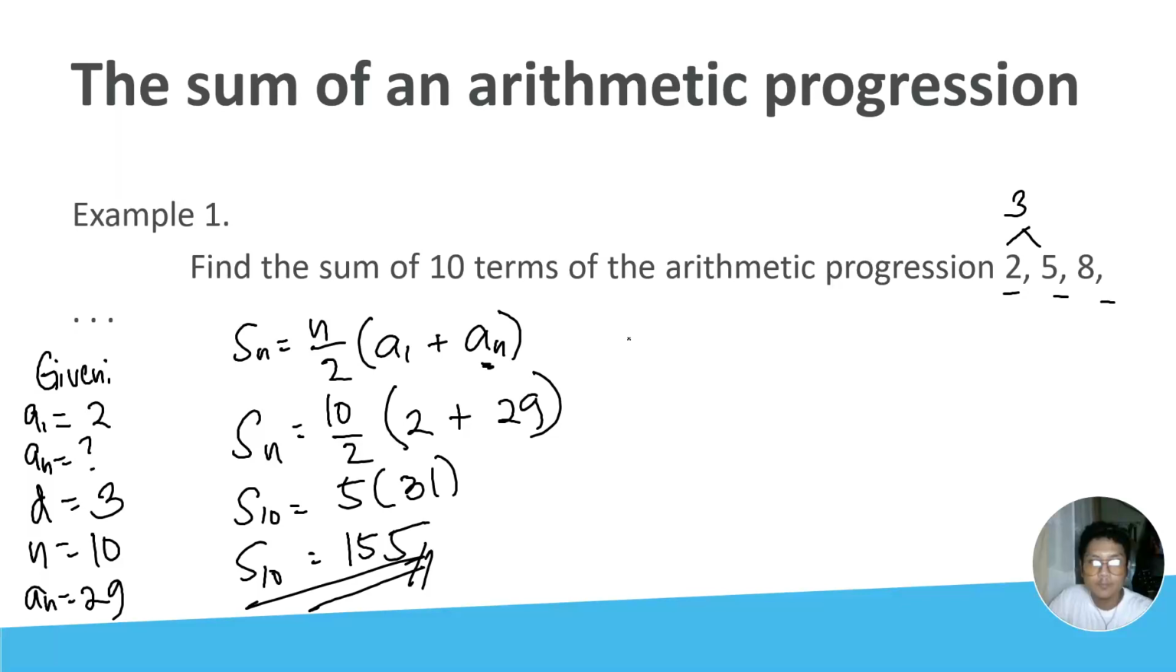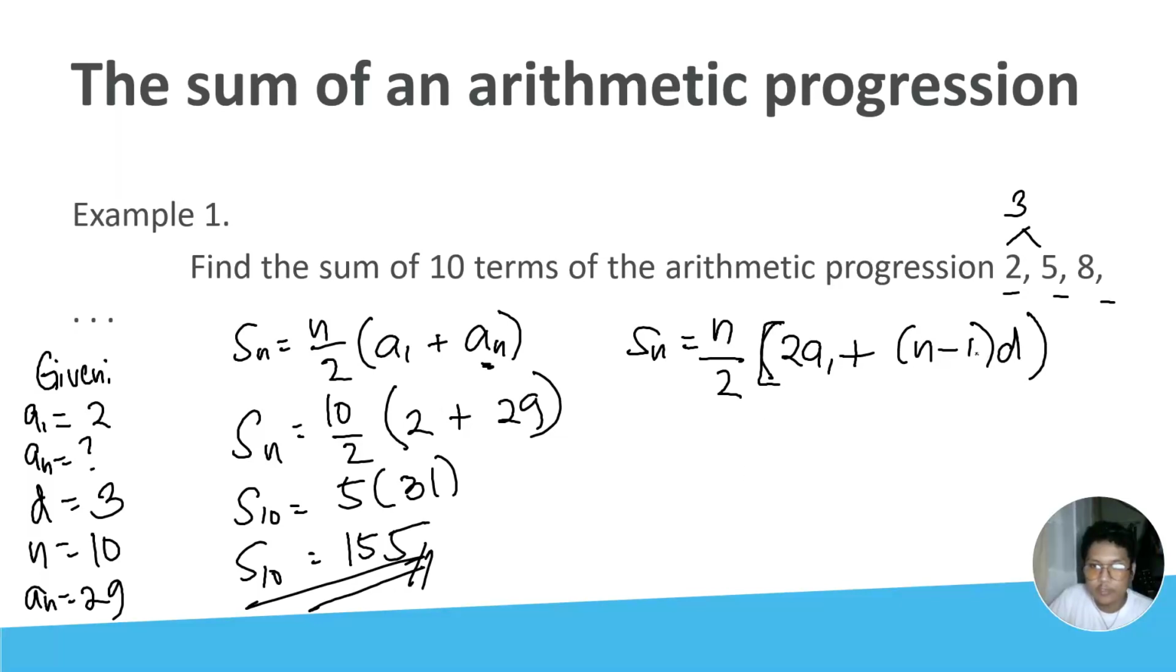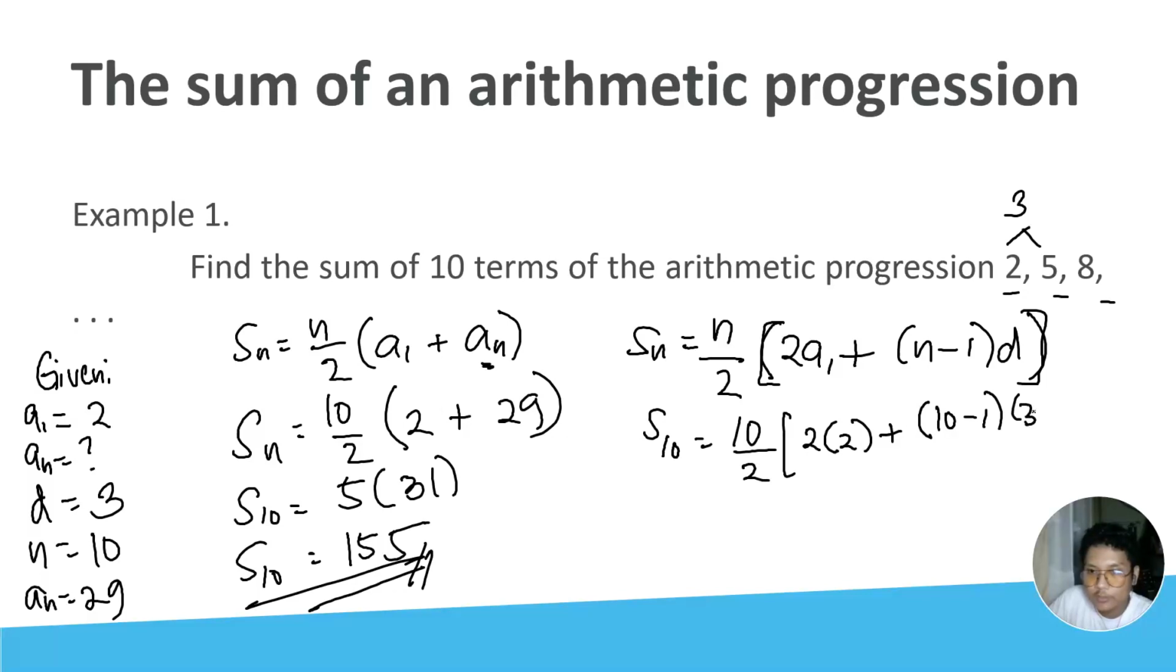The second formula is S of n equals n over 2 times the quantity 2a1 plus n minus 1 times d. So, the sum of 10 terms is 10 over 2 times 2 times 2 plus 10 minus 1 times the common difference, 3.